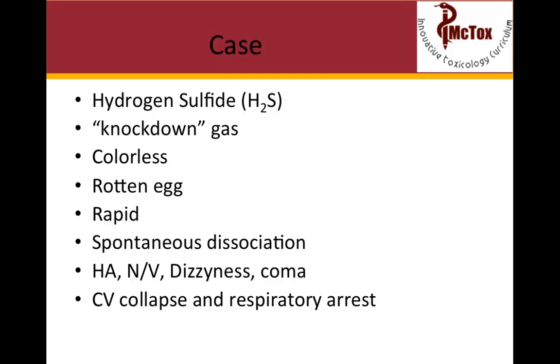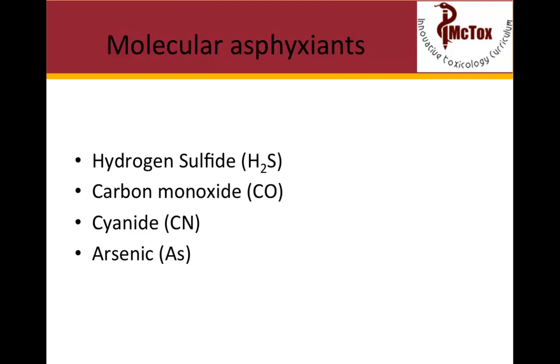In a massive or prolonged exposure, it may lead to cardiovascular collapse and respiratory arrest, most likely secondary to a prolonged anoxic injury. Other common examples of molecular asphyxiants include carbon monoxide, cyanide, and arsenic. Cyanide toxicity will be covered in the advanced modules in the theme of cutting-edge antidotes.